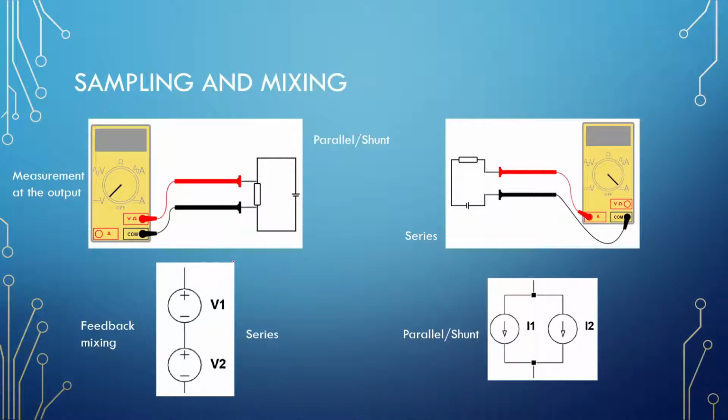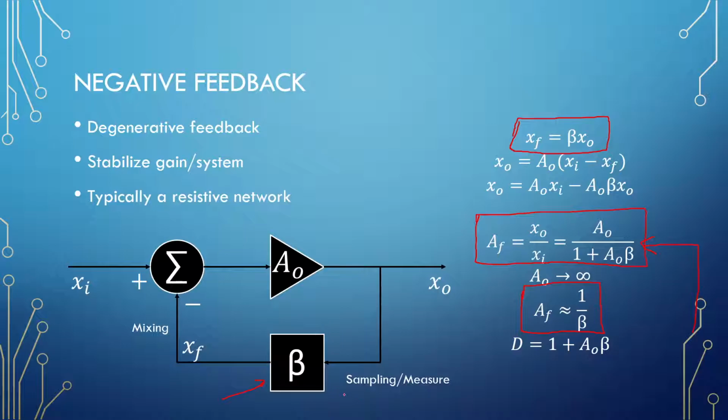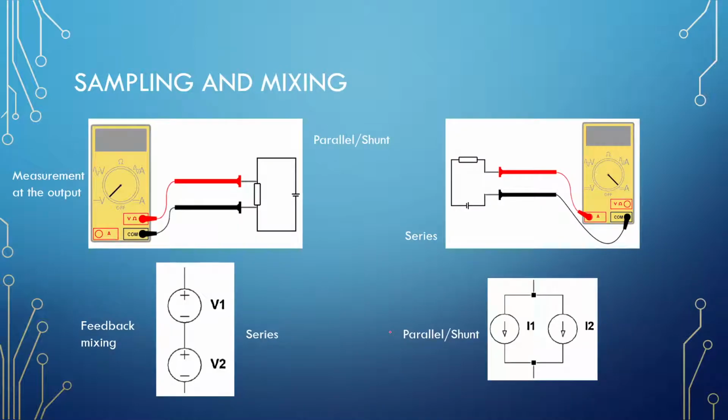So before we look at the properties of negative feedback, let's have a look at what sampling and mixing means. Sampling here is how do we measure the output of this amplifier, and mixing is how do we apply the feedback to the input. The top here is all on the output side, and the bottom here is all on the input side. So top is sample, bottom is mixing.